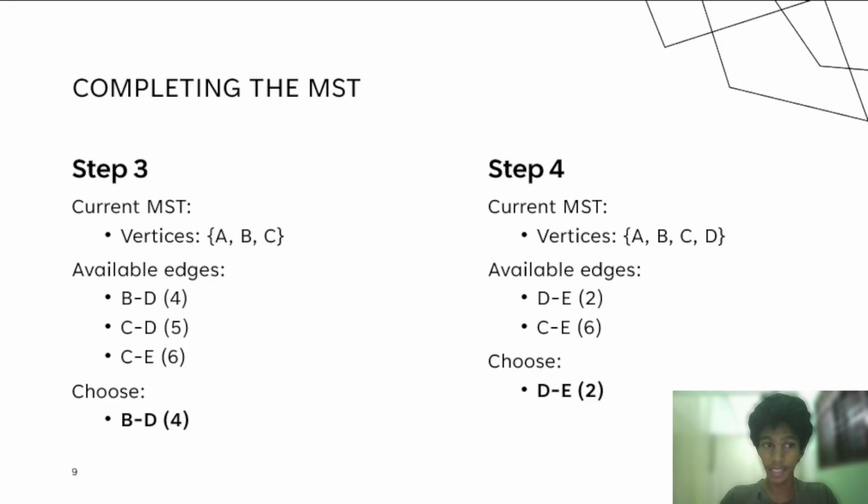Now only vertex E remains outside the tree. The possible connections to E are D to E with a weight of 2 and C to E with a weight of 6. Since 2 is smaller than 6, we select D to E and add vertex E. At this point, every vertex has been connected. The algorithm stops because the minimum spanning tree is complete. Notice that at every step we selected the lowest cost edge that expanded the tree. This is exactly how Prim's algorithm operates.